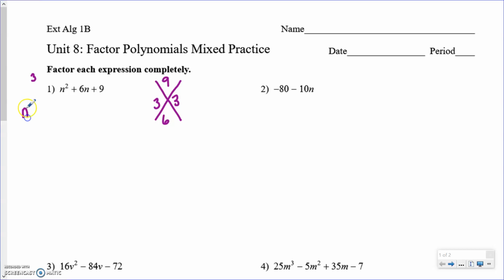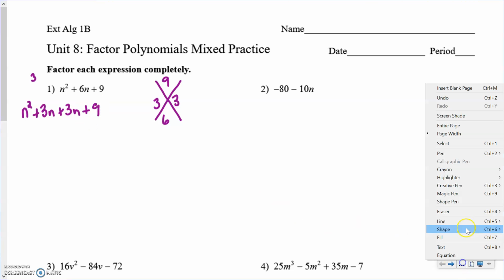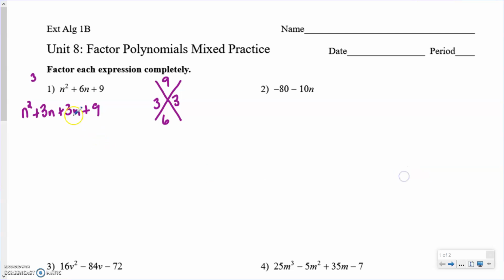So when I write this out, I have n squared, stays the same, split the middle term to have 3n and 3n, and then the last term stays the same. We're going to then make 2 groups and factor out GCFs. So I can take an n out of the first group to leave me with n plus 3, and I can take a 3 out of the second group to leave me with n plus 3.